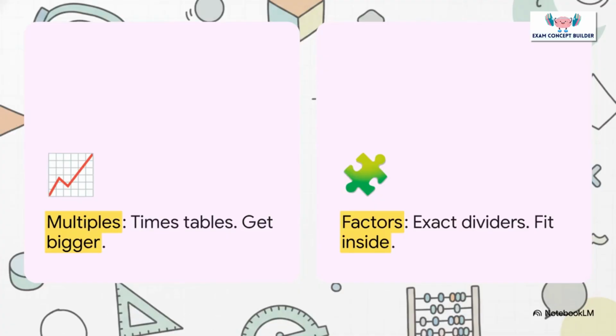Okay, let's clear up another common mix-up. Multiples versus factors. We need to compare these directly so you never cross your wires under exam pressure. Multiples are simply your times tables. The multiples of 6 are 6, 12, 18, 24, and they just keep going up forever. Factors, on the other hand, are the exact whole number dividers that fit perfectly into a target number. For the number 12, the factors are 1, 2, 3, 4, 6, and 12. So, multiples multiply and get bigger, factors fit inside and are smaller or equal to the number.